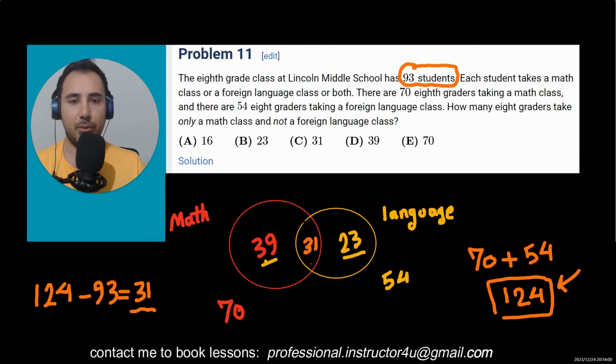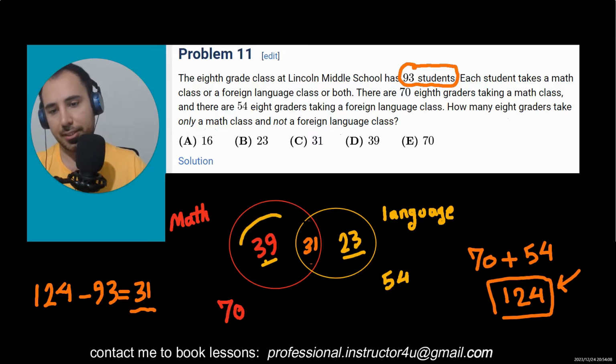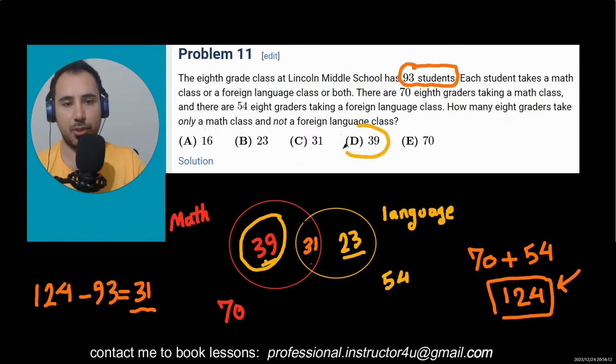So what is the question? How many 8th graders take only a math class and not a foreign language class? It would be just these 39 people. So we just have to choose option D.